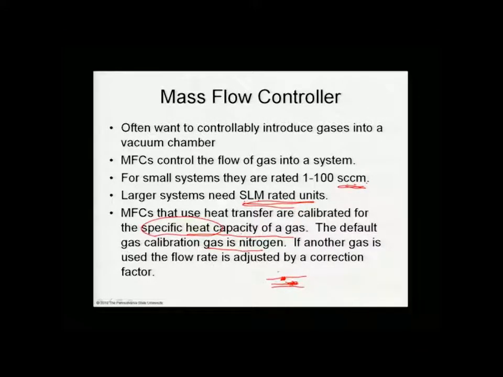But that's assuming the specific heat capacity of the gas is usually nitrogen. If it isn't nitrogen, you have to account for the heat capacity of the gas that you do happen to have flowing in. And often it won't be nitrogen, because we're trying to make a plasma, or we're trying to use oxygen to react with something. Therefore, many, many different varieties of gases are used.